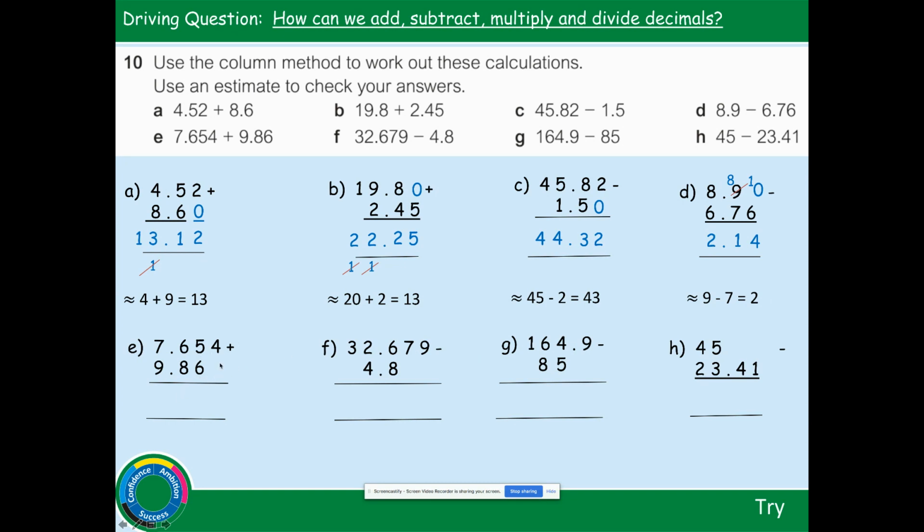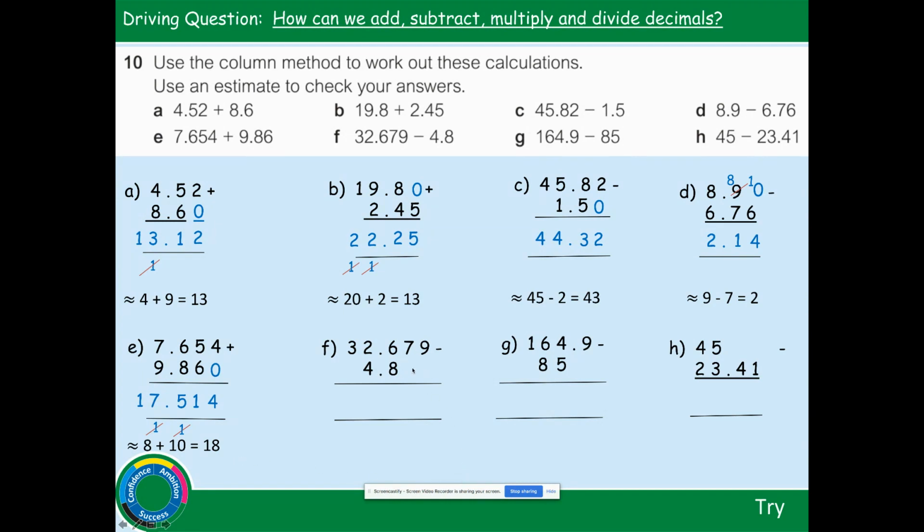The next one, I've got a gap here. Remember, we line up the decimals and make sure all the digits are lined up. I've got a gap here, so I'm going to put a 0 in there. And we're adding 4 add 0, 4. 5 add 6 is 11. Carry 1 to the next column. 8 add 1 is 9. Add 6 is 15. And carry the 1. 9 add 1 is 10. Add the 7 is 17. So this is approximately 8 add 10, which is 18, and that's very close.